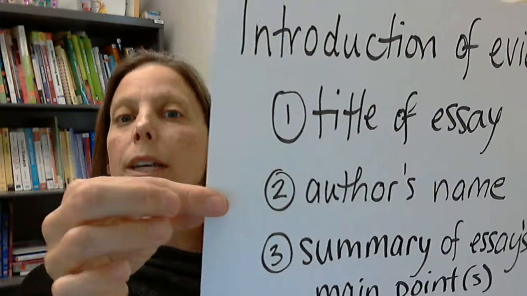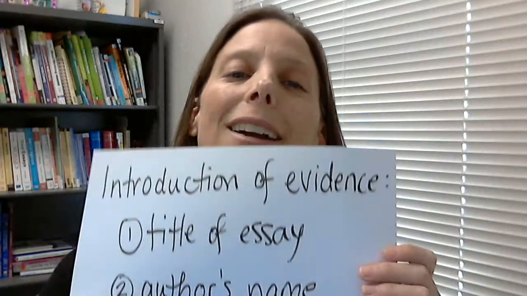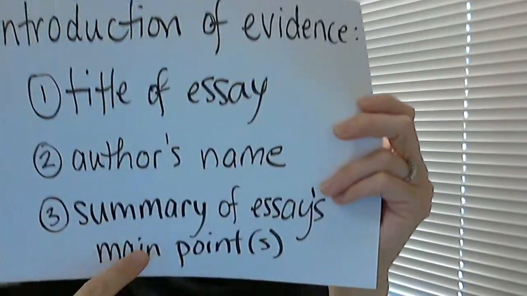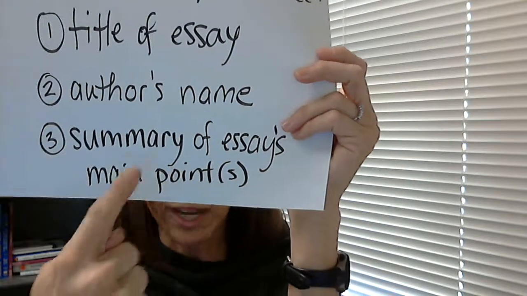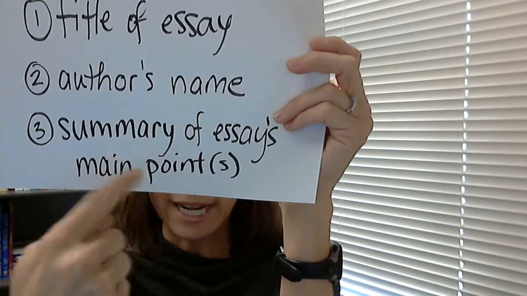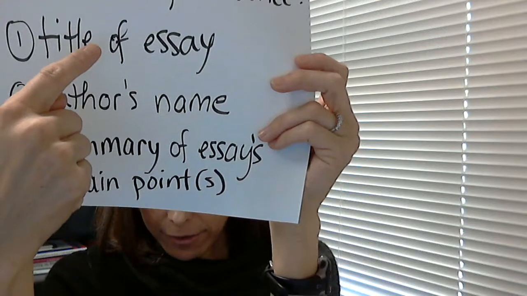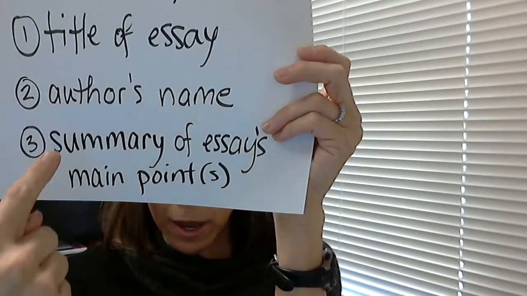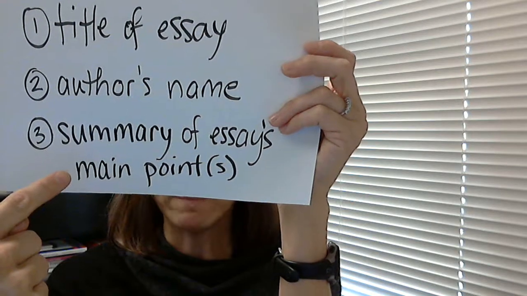Okay, here I am. So you have to have the title of the essay. You have to have the author's name, and finally you have to explain what the essay is trying to say. All right, the main idea. So the title of the essay, name it, put it in quotation marks, the author's name, and then the summary of the essay's main point.